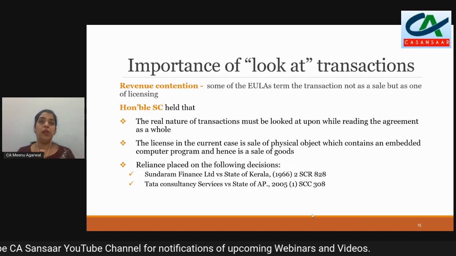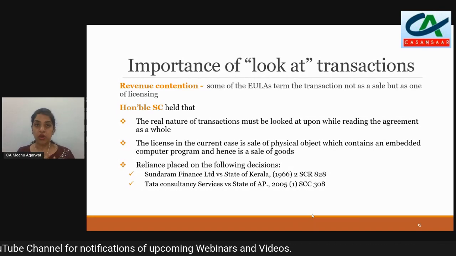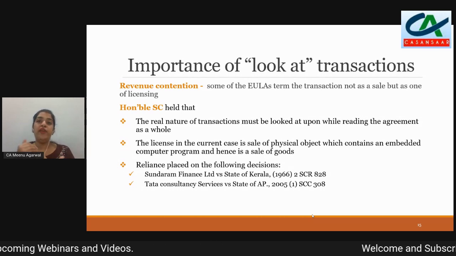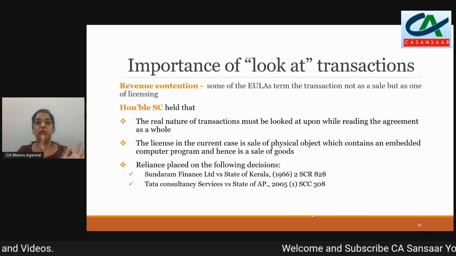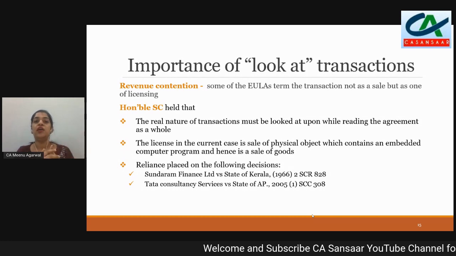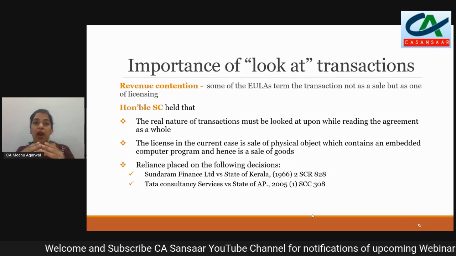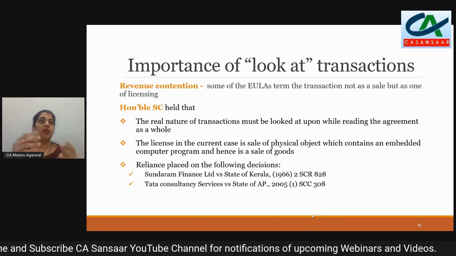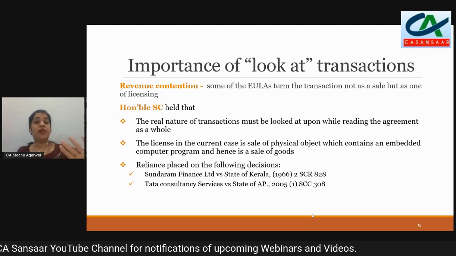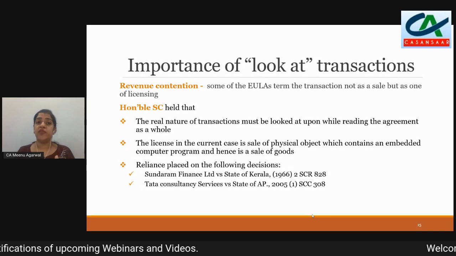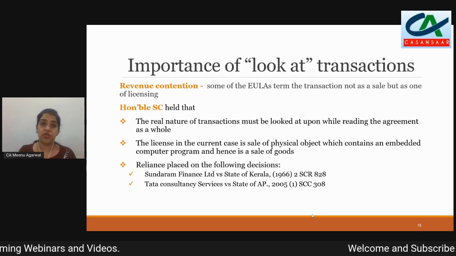Now let me take an example. I am an author of a book. I write a book. I get it published. I give only certain rights to the publisher that he can print and sell it. I order 1,000 copies. He publishes and he sells it. This will not be treated as a copyright because I have not transferred the rights to reproduce it or to commercially exploit it.